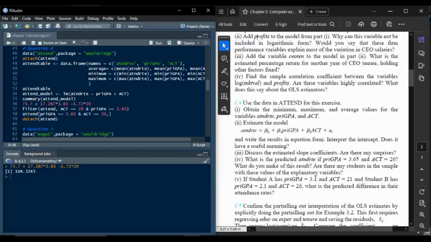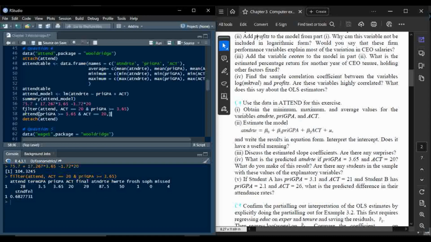Now let's check, are there any students in the sample with these values of the explanatory variables? We can do this by two methods. First, we can use the filter function from the dplyr library. Type filter and then in the bracket type the dataset name attend, and ACT value should be equal to 20, and there is also one more condition, the prior GPA should be equal to or greater than 3.65. So now let's check. Okay, there is one student with these values and the attendance rate of this student is 87.5%, and we can do this by another method.